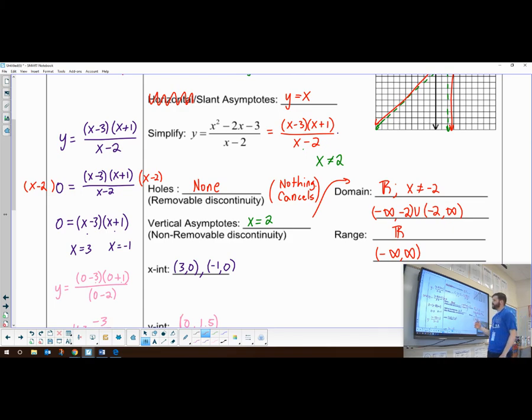So it's a little bit weirder on this. Whenever you have a slant asymptote, there's a high chance that you're going to have a range of negative infinity to positive infinity, because there's no hard stop going up and down. We can just keep going up if there's a slant asymptote. But that vertical asymptote does give us a hard stop whenever we're going left and right.